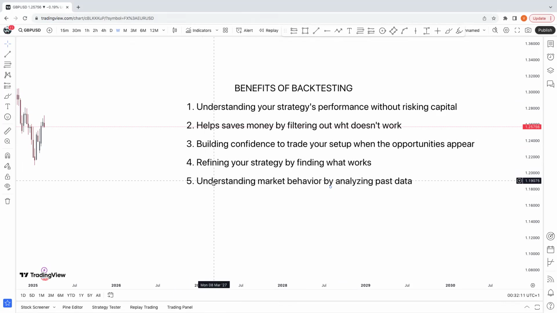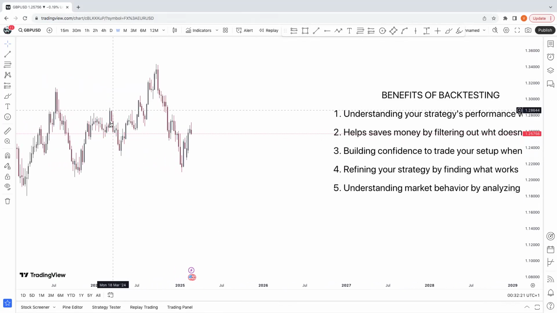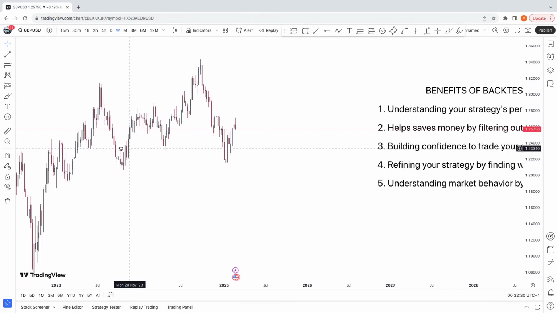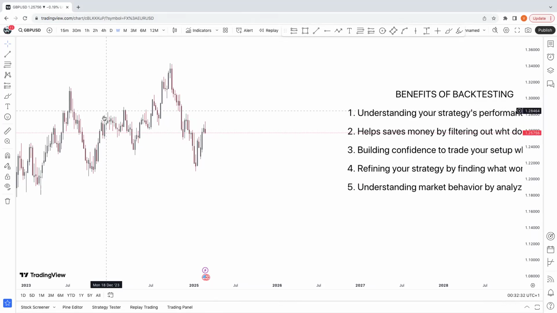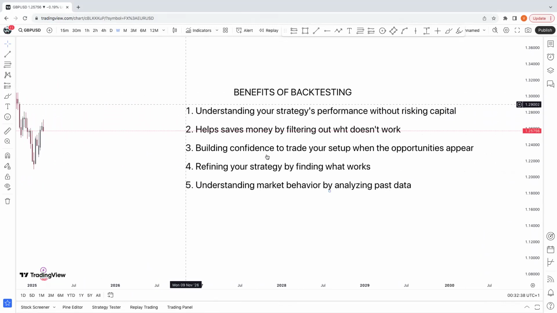The last thing here is understanding market behavior by analyzing past data. Like I already said, market patterns repeat themselves. The market does not have any new way to move other than the way it has moved in the past. So if you study the past behavior and backtest properly, you're going to have an in-depth understanding of how the market moves. And this is going to help you have clarity on market movement and price action.